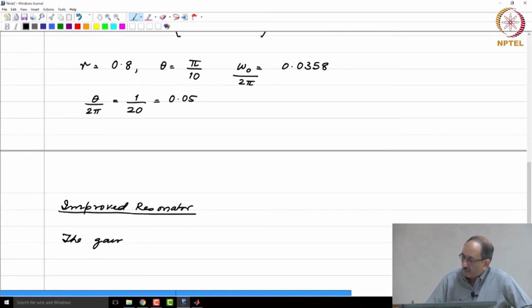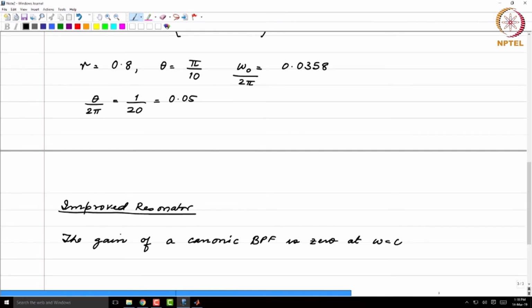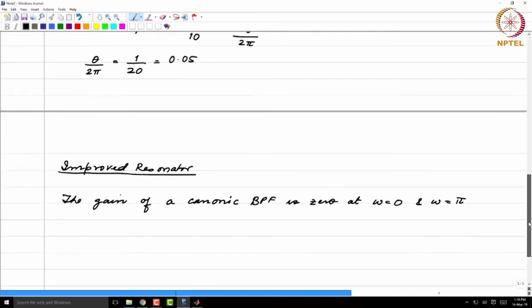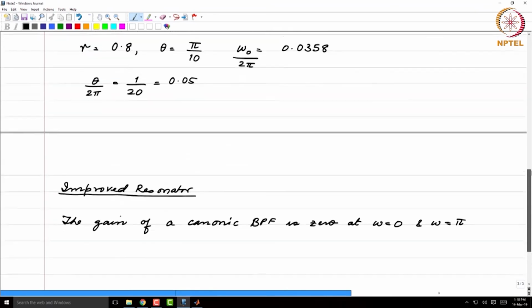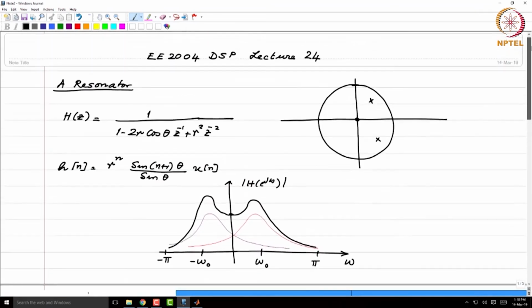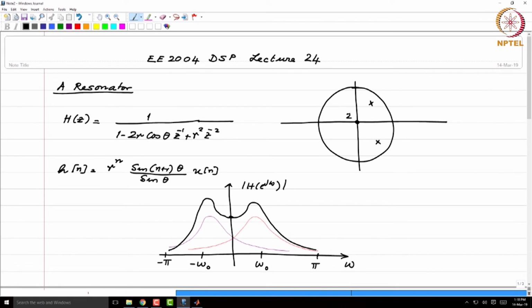So, the point to be made here is the gain of a canonic band pass filter is 0 at omega equal to 0 and omega equal to pi. Therefore, what we will do is, if you look at this transfer function, there is a second order trivial 0. Let us move these zeros to which locations?